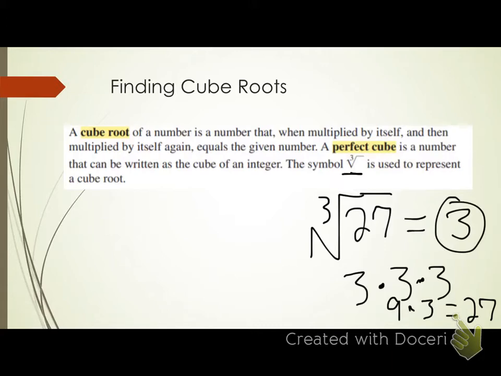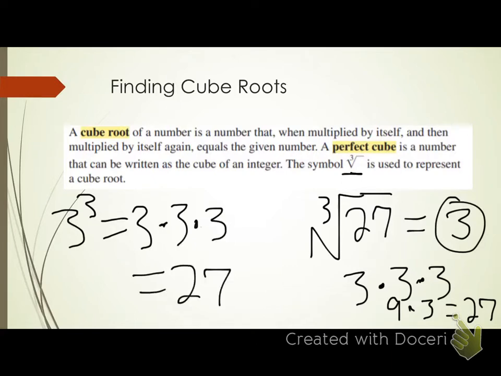We're doing the reverse of cubing a number. If I had 3 cubed, it would want me to do 3 times 3 times 3, which gives me 27. So instead of going from 3 cubed to 27, I'm going from the cube root of 27 to 3 today. So you're asking yourself, what number times itself twice gives you the number under the radical? So let's jump into some examples.